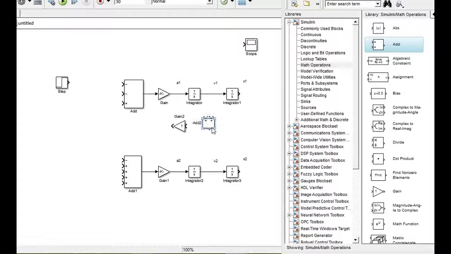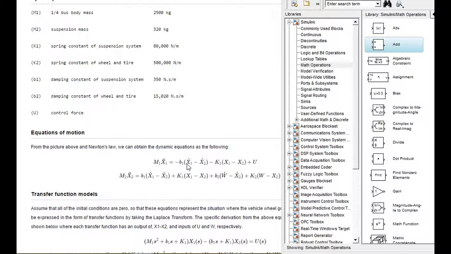So here I'll again use Control R to rotate. Okay, and the equation was b1 minus x1 dot minus x2 dot. So x1 dot, I get it right after the first integrator, so that is x1 dot, that is velocity, and this is x2 dot. And you know that x dot represents velocity, x double dot represents acceleration, right?